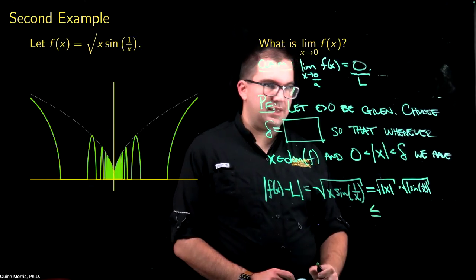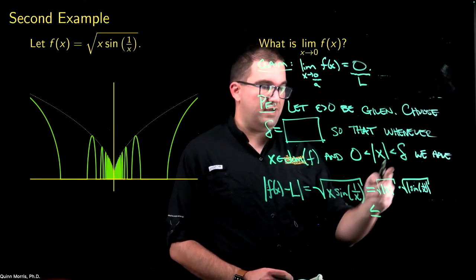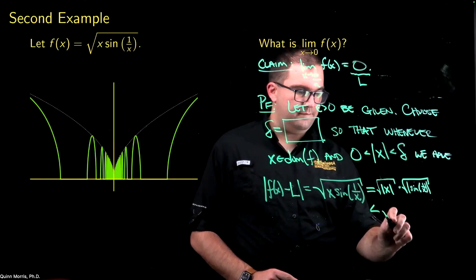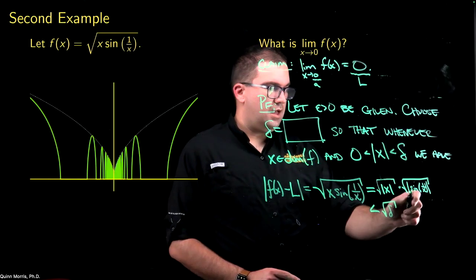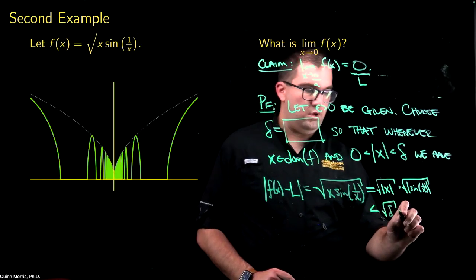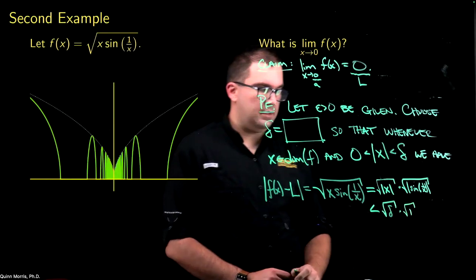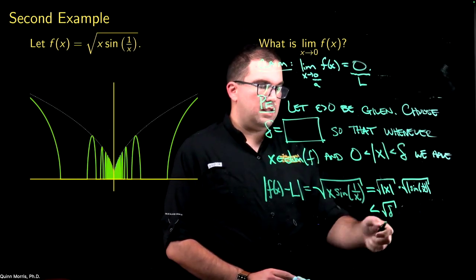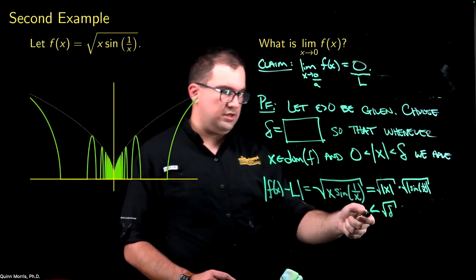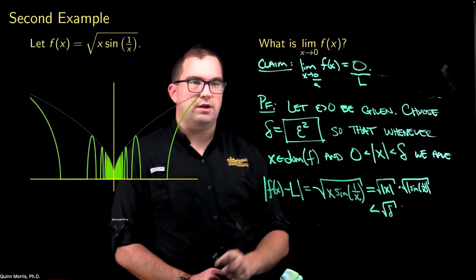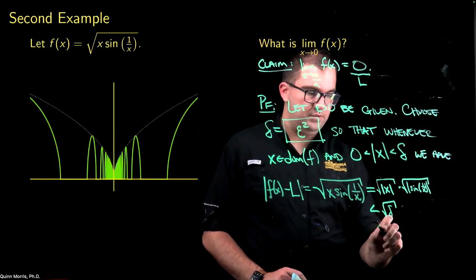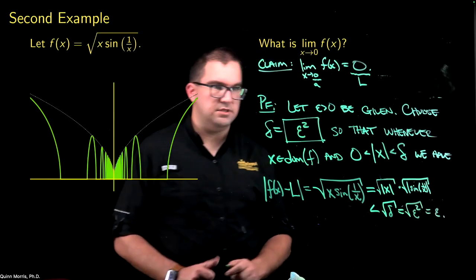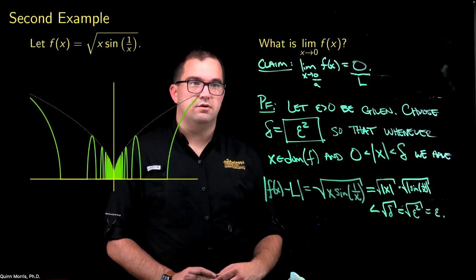Now I look at this, and again, I play sort of the same game from before. I know that absolute value of x is less than delta. So I know that this has to be strictly less than square root of delta. I know that sine of anything is always bounded above by 1. Okay, so this is really just square root of delta times 1, so that can go away. Now I get to choose delta, and I want the whole thing to be less than epsilon. So why don't I choose my delta equal to epsilon squared, so that this will be equal to square root of epsilon squared, which will just be epsilon. And that concludes my proof.